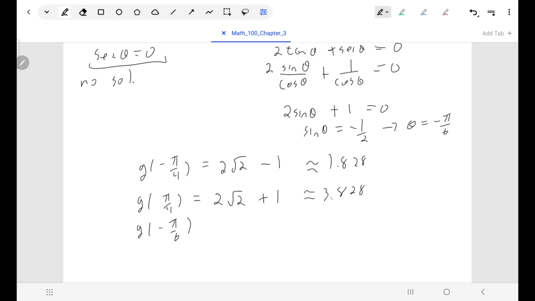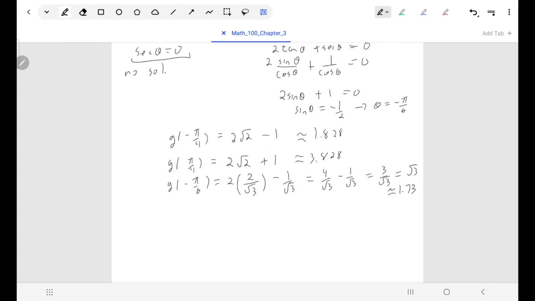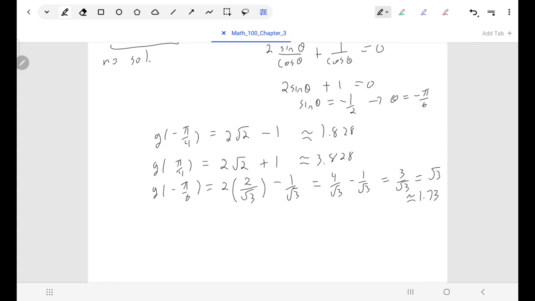And then finally at -pi over 6, secant of -pi over 6 is 2 over root 3. And tangent of -pi over 6 is -1 over root 3. So that gives me 4 over root 3 minus 1 over root 3, 3 over root 3, which is the same thing as root 3. And as a decimal number, that's about 1.73-ish. So now I can see that I definitely have my maximum and minimum in sight.